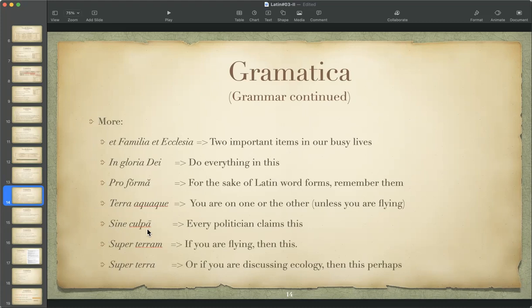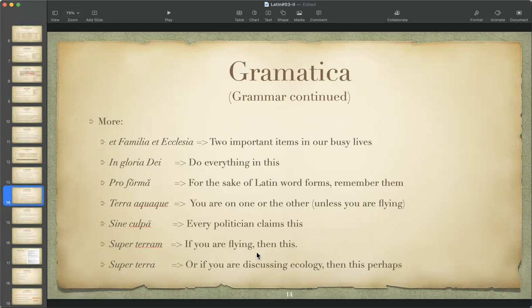Sine culpa. Now you got to get this one. Every politician claims this. Without fault. And they probably say, you know, sine culpa mea, without my fault, it was not my fault. And if you remember the Confiteor, mea culpa, mea maxima culpa, that's actually in the ablative form, meaning through my fault, through my most grievous fault, is the way it's translated a bit loosely into English. But the fact that you repeat it 3 times in Latin emphasizes it.